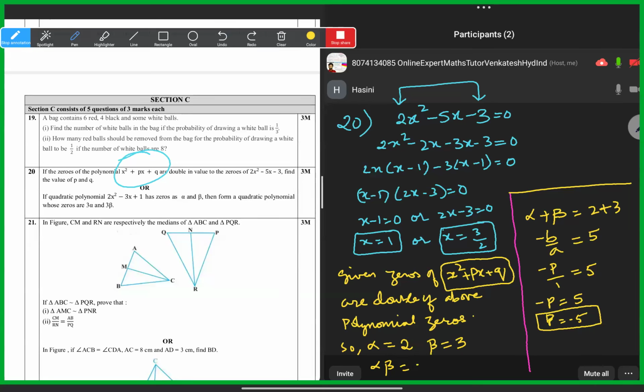Alpha beta is equal to 2 into 3. Actually, you should write this whatever I'm writing in the next step. Alpha beta means c by a, is equal to 6, which implies c by a means q by 1. c is q.